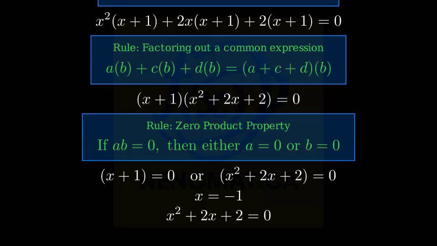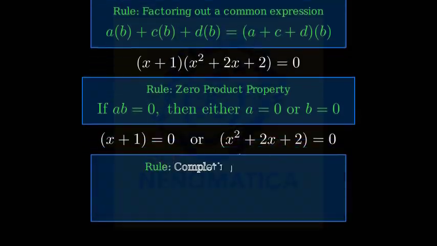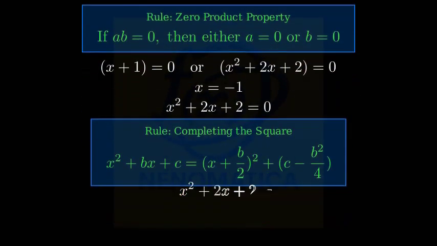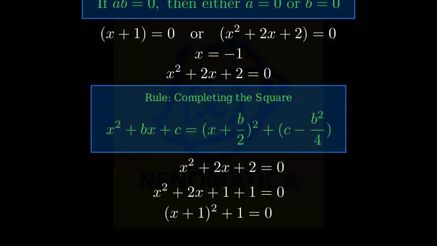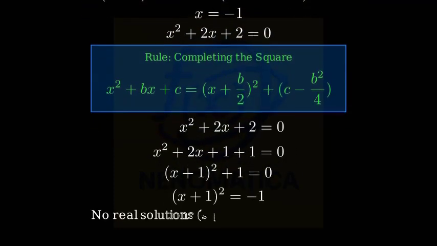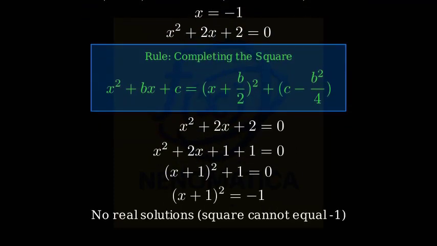To determine if the second equation has real solutions, we'll complete the square. For the equation x squared plus 2x plus 2 equals 0, we can rewrite it as x squared plus 2x plus 1 equals 0. This gives us (x plus 1) squared plus 1 equals 0. Solving this equation, (x plus 1) squared equals -1.